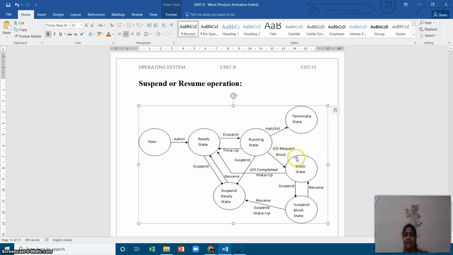For the same example, suppose we are at only 50 records. We are thinking that there is some problem in those 50 records. So what I am going to do is suspend it and check whether there is any problem. The problem has been rectified, then again I am going to resume it. So when I resume it, now it will not be moving to your suspended ready state, it will be moving to your block state because it has not completed its IO operation. So this is the difference between your suspended ready state and suspended block state.